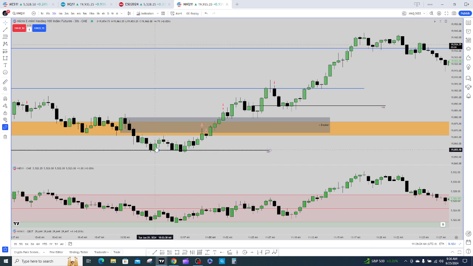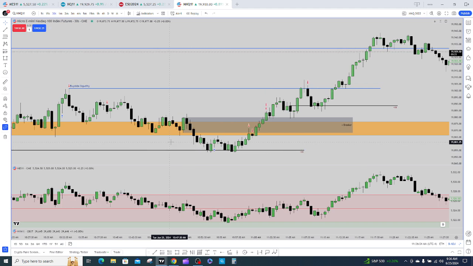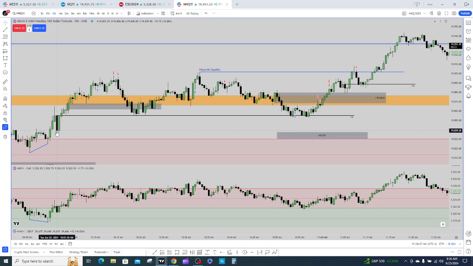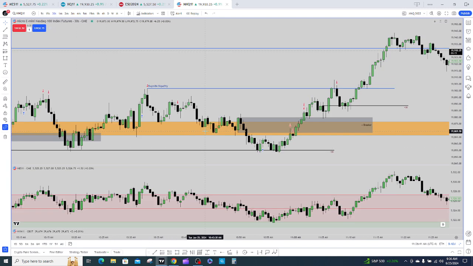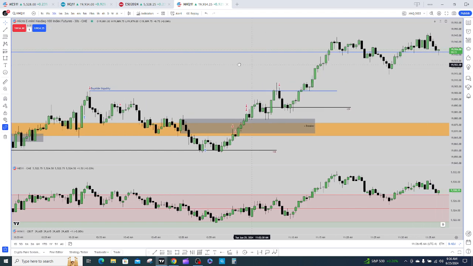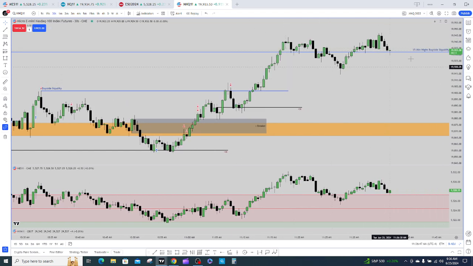So it traded down. I waited for it to trade down into this candle right here, which I was treating as an order block. My stop loss was below this order block. It shouldn't go below this order block. And my ultimate target was this level right here, which is the 15-minute highs. That was my target for the morning session.